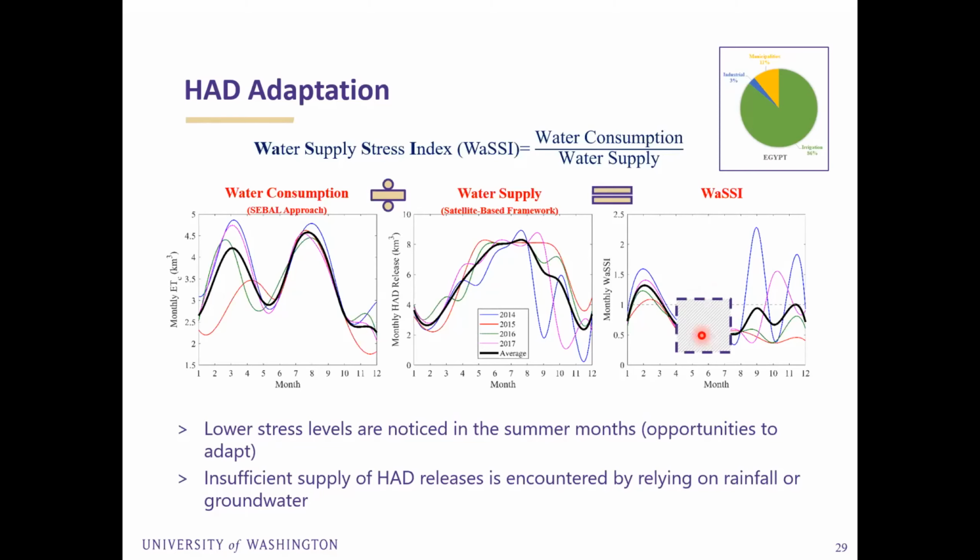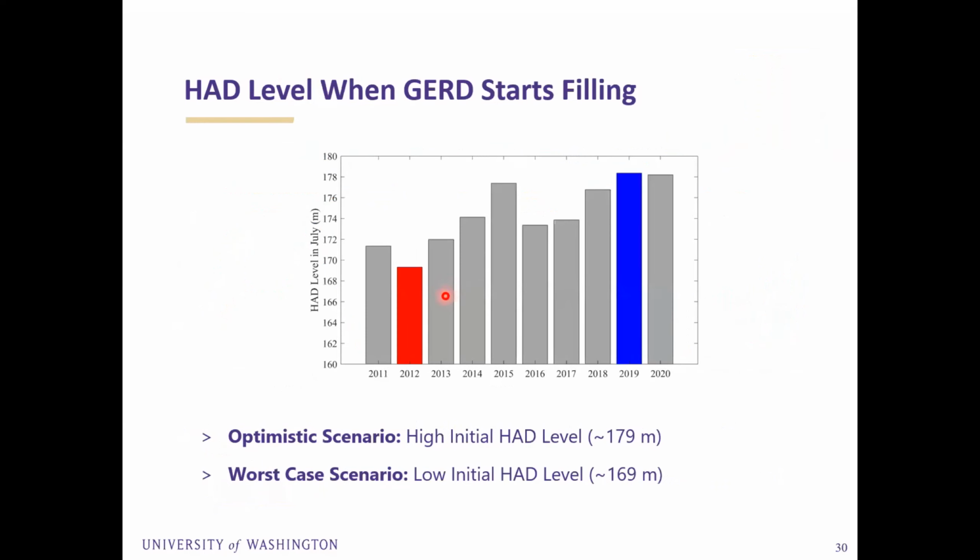And so this opens the idea that the High Aswan Dam actually can adapt its operation in the future by storing more water during the summer months. So I'll show you different scenarios by changing the stress during the summer.